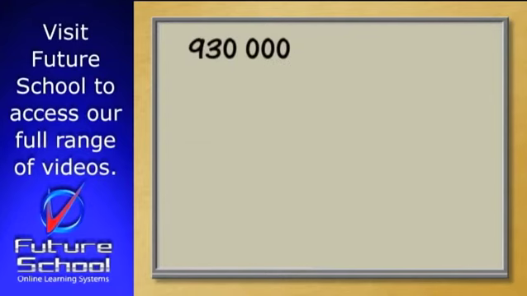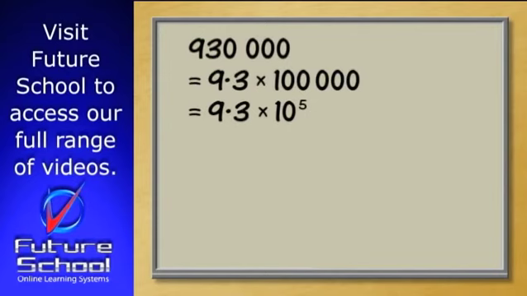Returning to our example, to move the decimal point back to its original position, we have to multiply 9.3 by 100,000. This is because the decimal point has been moved 5 positions to the left to get to 9.3. Multiplying by 100,000 would move it 5 places to the right and give us the original value. Now, 100,000 needs to be written as a power of 10, as the definition implies. So the answer is 9.3 times 10 to the power 5.